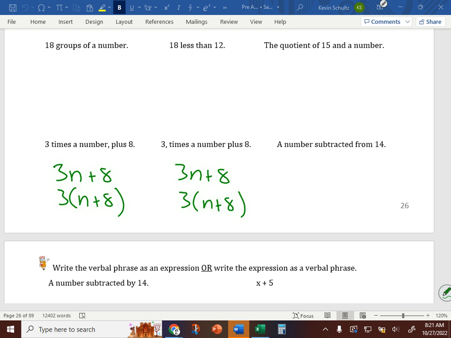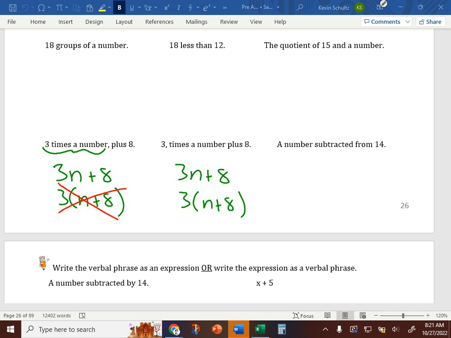Which one's correct for that first one? Three times a number, plus 8. Nolan? Oh, the top one. The top one, right? This is essentially saying, these are connected. Do that first. 3 times a number, plus 8, which is what that top expression tells us to do.